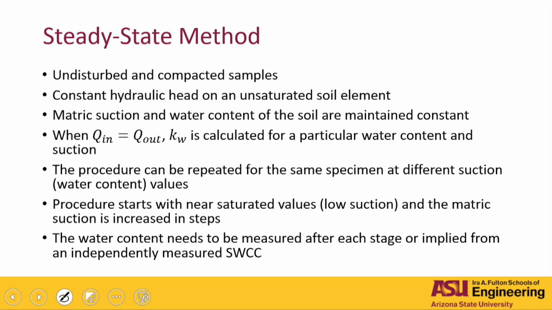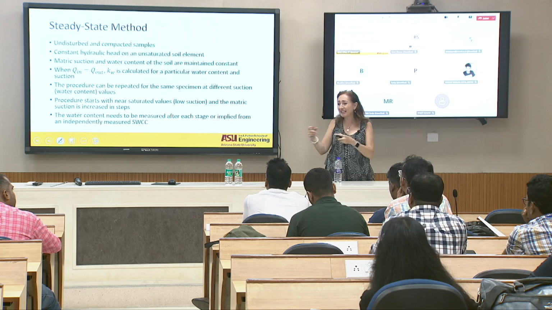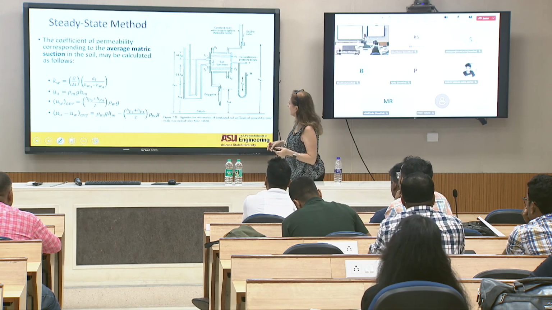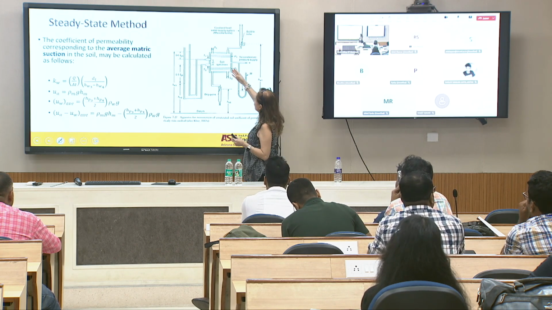The procedure is repeated for different suction or water content values. The procedure usually starts with saturated conditions, and then you start drying the samples until you get lower water contents at different points. And the water content must be measured after each stage, which is sometimes a problem, right? Because you're probably going to need different samples, right? You're going to have a sample that you're going to be putting in here, right?